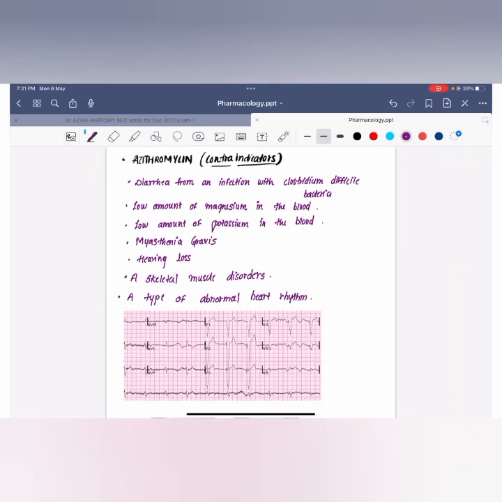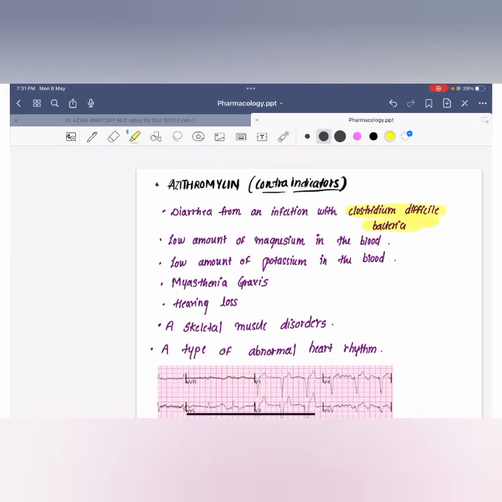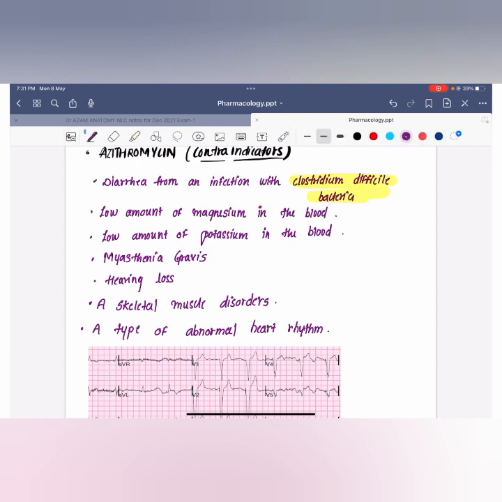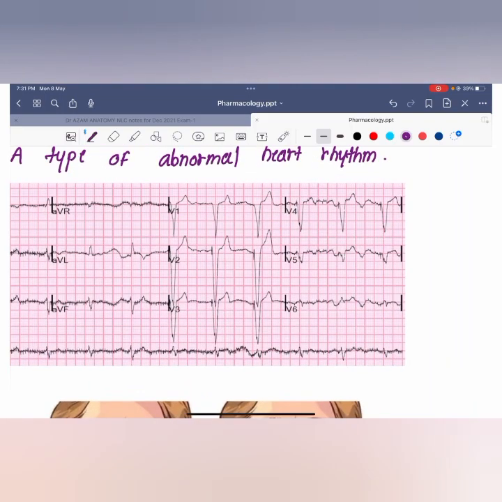Moving forward to contraindications of erythromycin: we should never give erythromycin to a patient who has diarrhea from infection with Clostridium difficile bacteria, to a patient who has a low amount of magnesium and potassium in the blood, who has hearing loss, a skeletal muscle disorder, and lastly, a type of abnormal heartbeat. As we can see in this image, the abnormal heartbeat in the ECG.